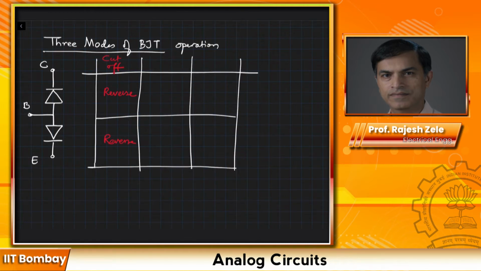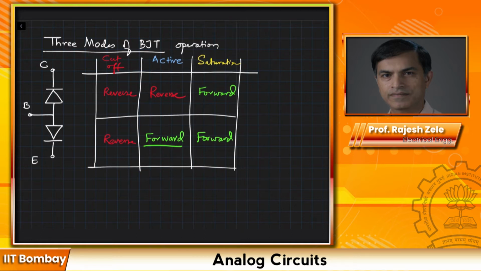In the next one, we would turn on the base emitter junction only. So the base emitter junction is forward biased and the base collector junction is still reverse biased, and we call that region the active region. And as you would have guessed, the last region of operation is where both the diodes are forward biased. This one is also forward biased, and this region of operation is called the saturation region.